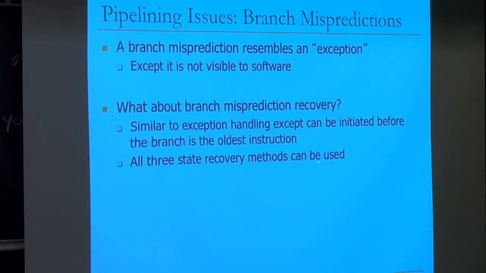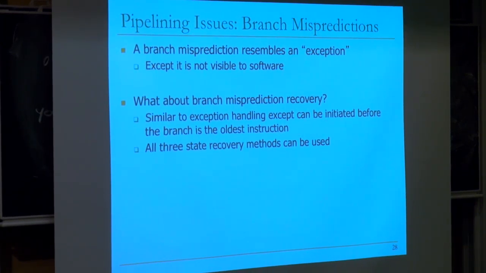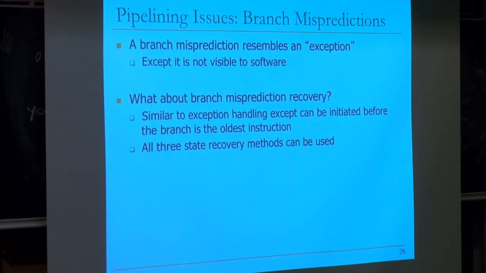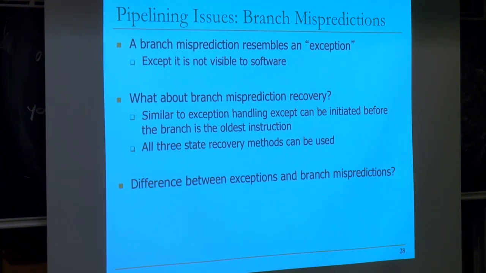But all three state recovery methods can be used, actually, for branch misprediction recovery. When you get a branch misprediction, you can rewind the history buffer also, right? When the branch is the oldest in the machine. But there's a big difference between exceptions and branch mispredictions that should prompt everyone to handle these differently. Anyone can think of what that is?